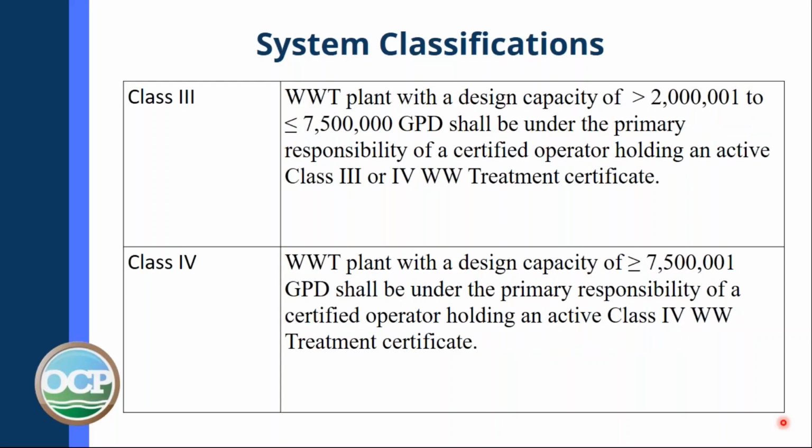Class 3 has a design capacity of greater than 2,000,001 gallons to less than 7.5 million gallons, and again under the primary responsibility of Class 3 or Class 4 wastewater operators. And finally, Class 4 is any plant with a design capacity of greater than 7.5 million gallons per day, and these can only be under the primary responsibility of somebody holding a Class 4 treatment license.